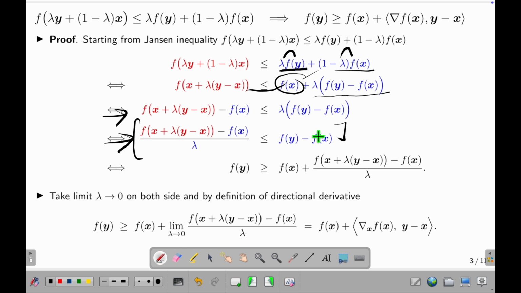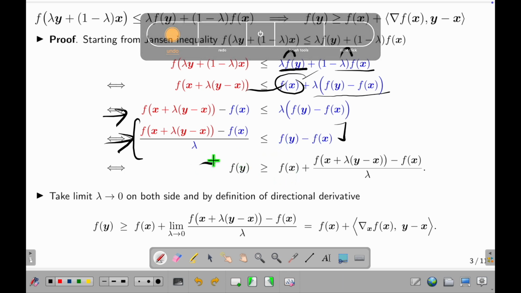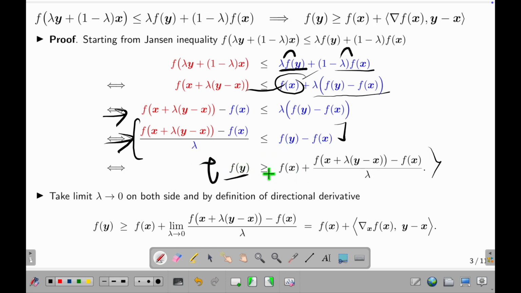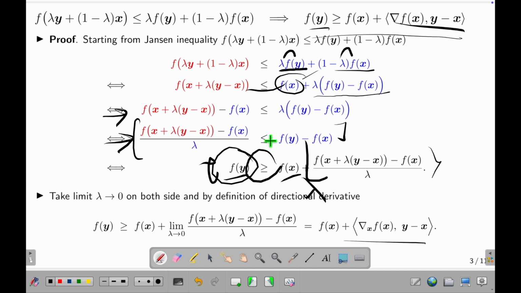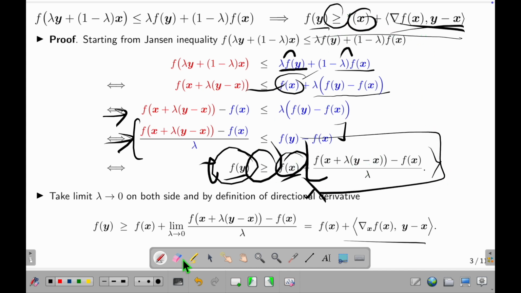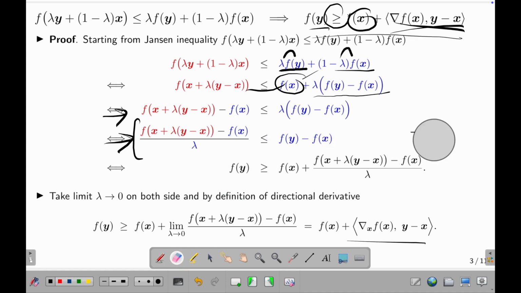So I have this thing. Now I put it in this direction. Now I get this. What is this? This is lambda. No lambda. So limit lambda. This is the directional derivative. So I get this. So f(y) is larger than f(x) plus this whole thing, which is the directional derivative, or Gateaux derivative, or Frechet derivative. Okay. So I get this easily.